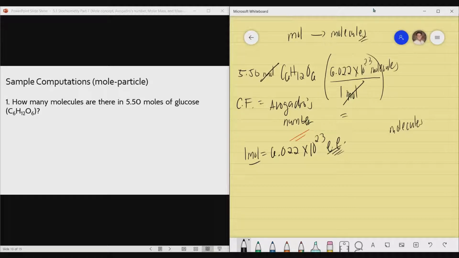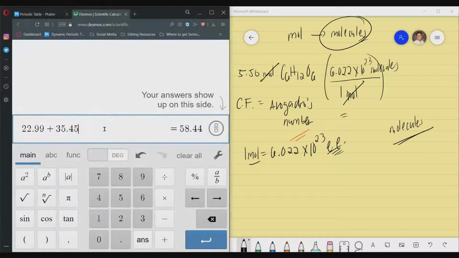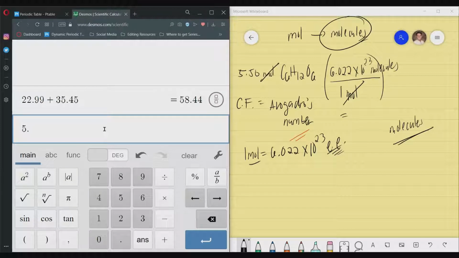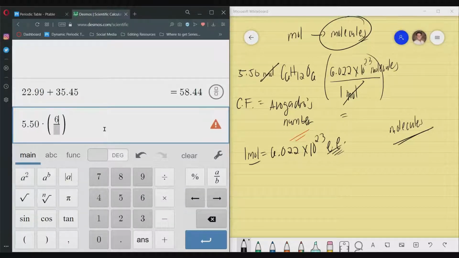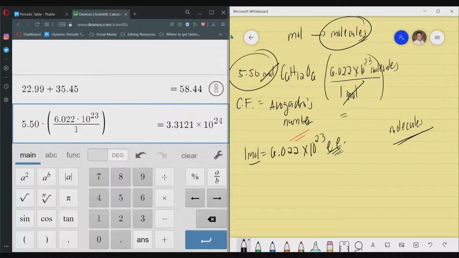Easy, very easy. I now have my final answer here, or final unit. Now input this one on the calculator. Okay, so I have the same solution with the PowerPoint. So input this one on the calculator: 5.50 multiplied by the quantity 6.022 times 10 raised to 23 all over 1. I have this answer. Again, my only given is 5.50.